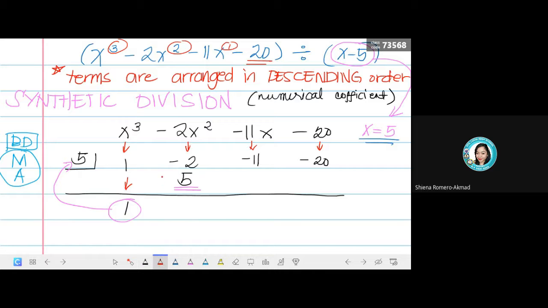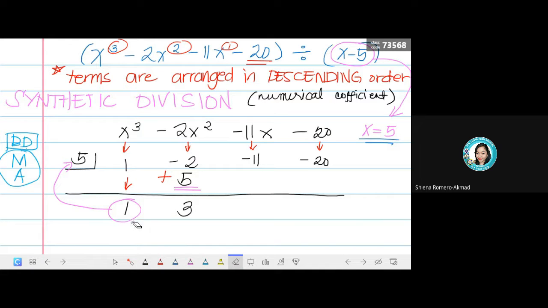And then next step is to add. Negative 2 plus positive 5 is? What is negative 2 plus positive 5? Positive 3, correct.